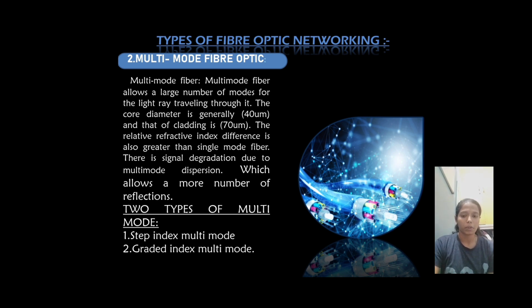There are two types of multi-mode optic fibers: one is step index multi-mode and the other is graded index multi-mode, and the diameters of the core and cladding are the same in both step index and graded index multi-mode.